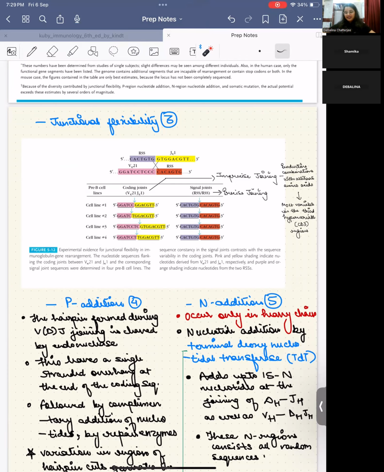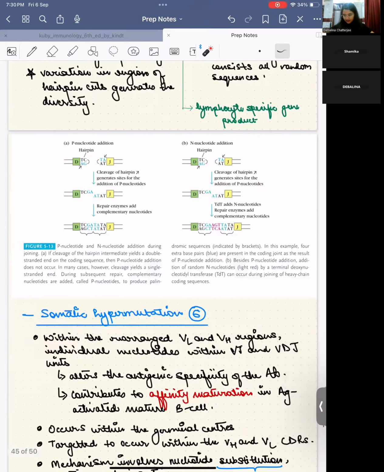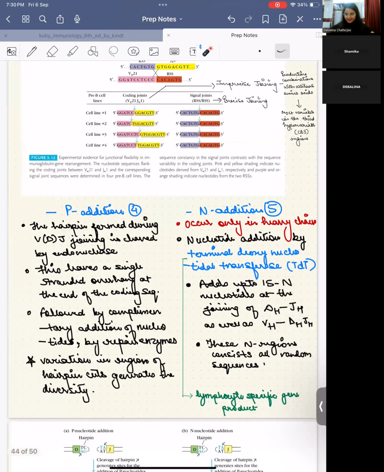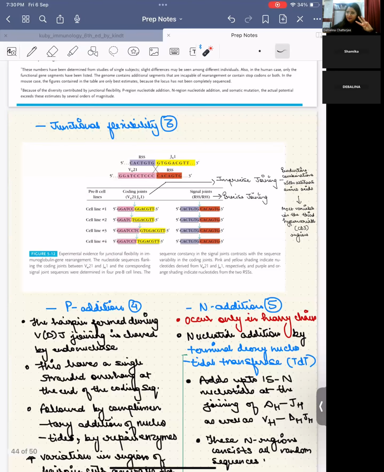So after today's class, whatever we have discussed so far for B cells, you will have this entire notes available with you. Do not worry, we just have three more mechanisms to cover.